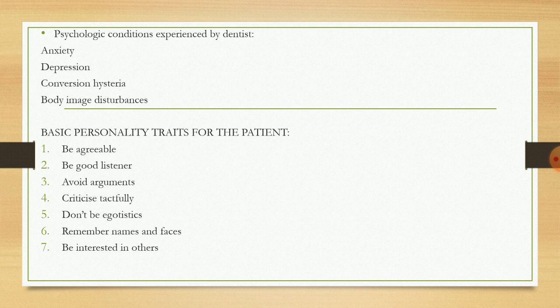Next is basic personality traits for the dentist, like how the dentist should be for the psychologically challenged patient. The dentist should be agreeable, he should be a good listener, he should avoid arguments, he should criticize tactfully, he should not be too egoistic, then he should remember the names and faces of the patient. Like when the patient comes after so long, 1 or 2 months, if the dentist remembers his name or face, or addresses the patient by name, the patient feels psychologically very comfortable. So that needs to be followed. And lastly, he should be interested in others, like interested in listening to the patient, his or her problems. So these are the 7 basic personality traits.